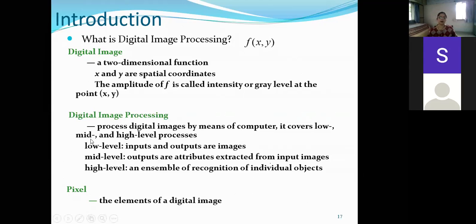Again, under this subject we will be mainly dealing with low level processing, and under image segmentation and recognition we will be dealing with high level image processing. So your first 3 units are mainly related to low level image processing, where your input as well as output is an image.